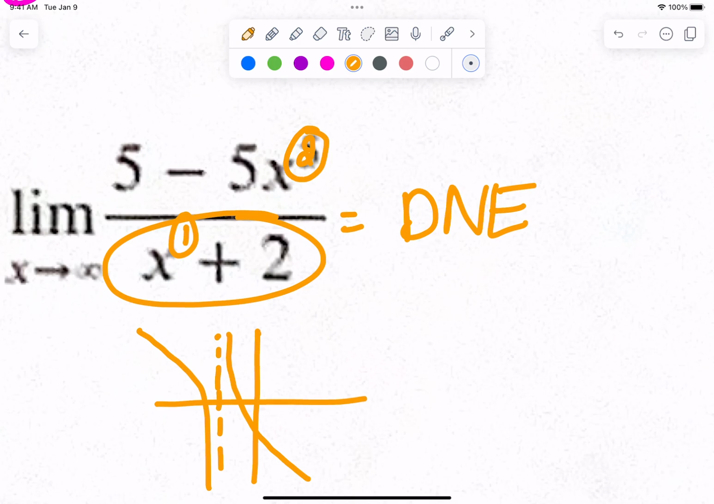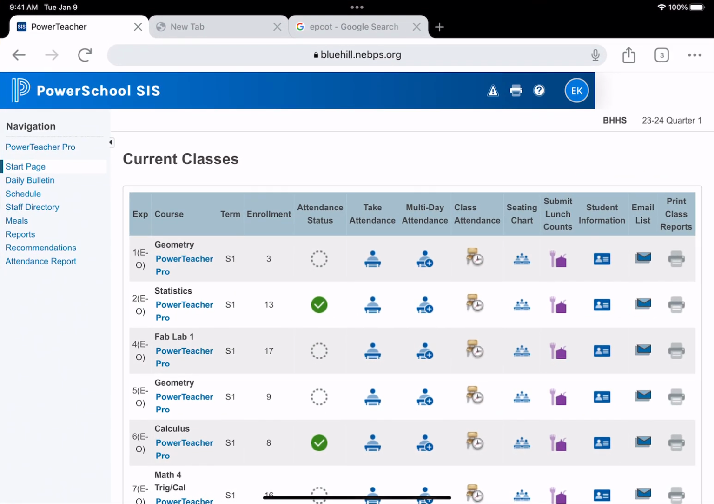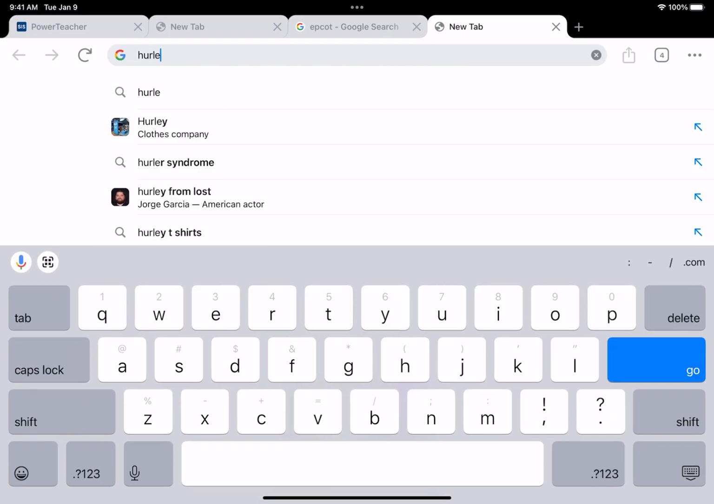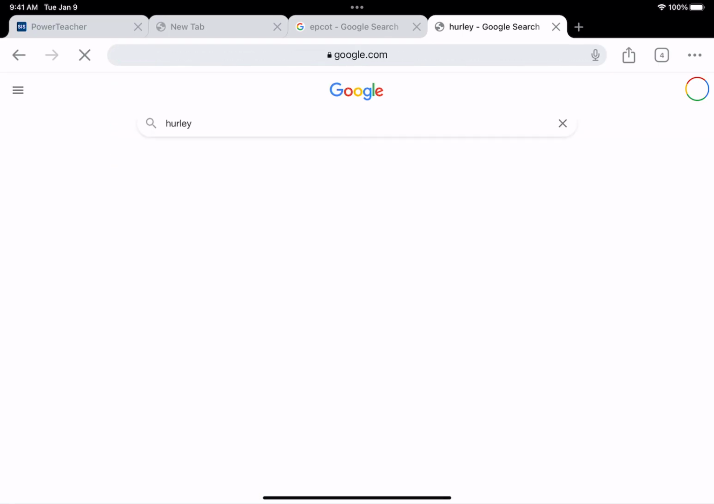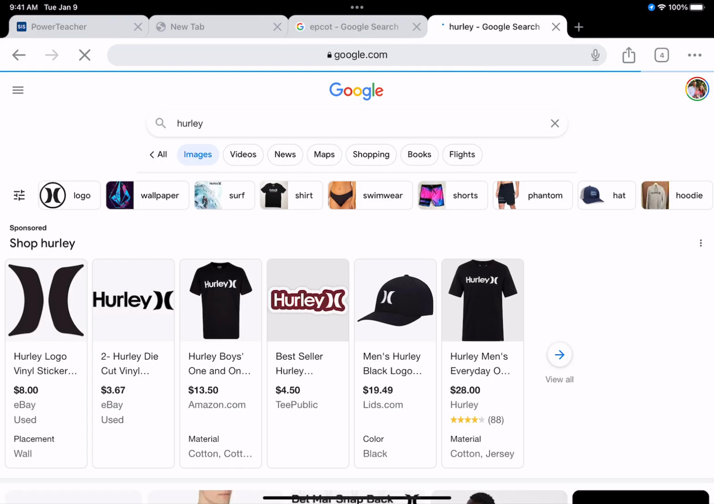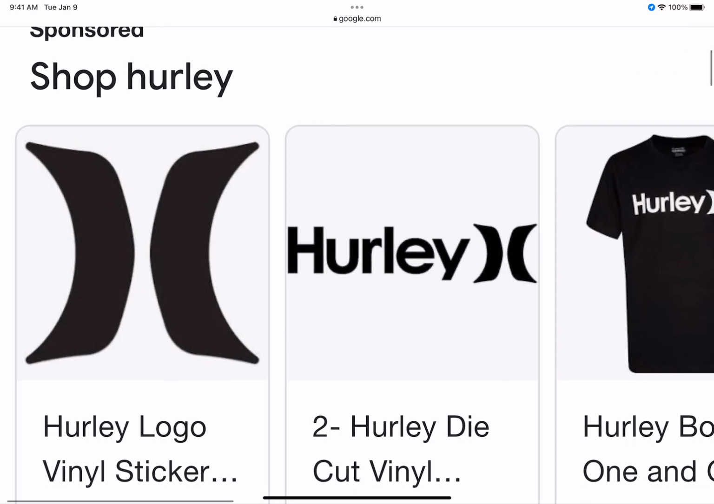Does anyone have Hurley clothing? No. Look, it's like an H, you know what I'm talking about? With the little Hurley? I see Hurley, okay. H guy. I get it, but it doesn't connect. We're gonna look it up. This brand right here, Hurley? Oh. You know what I'm talking about? The Hurley H.